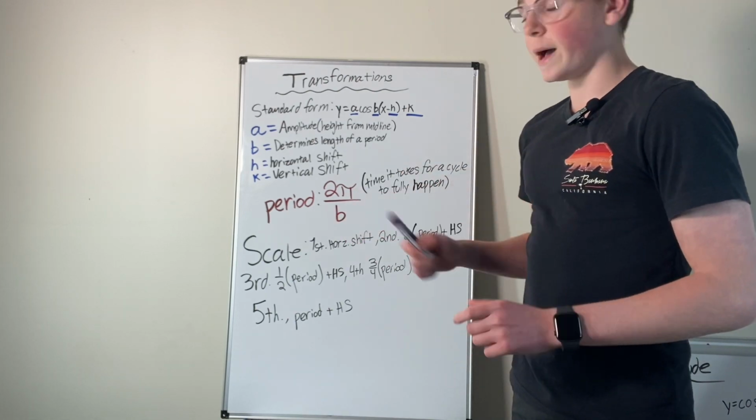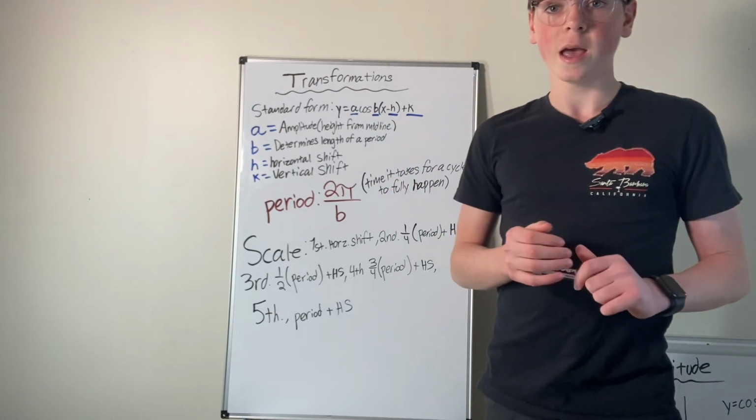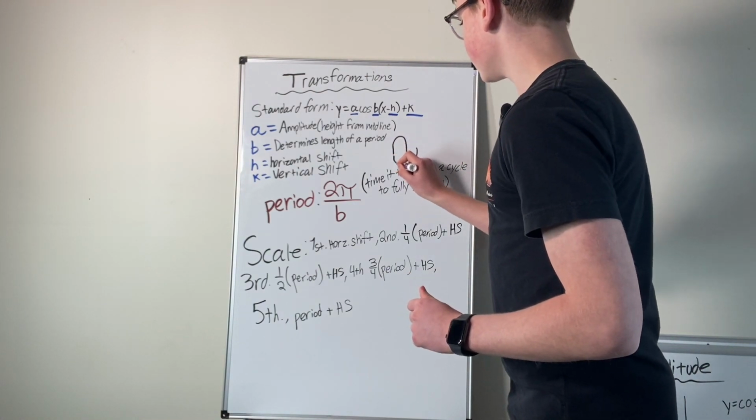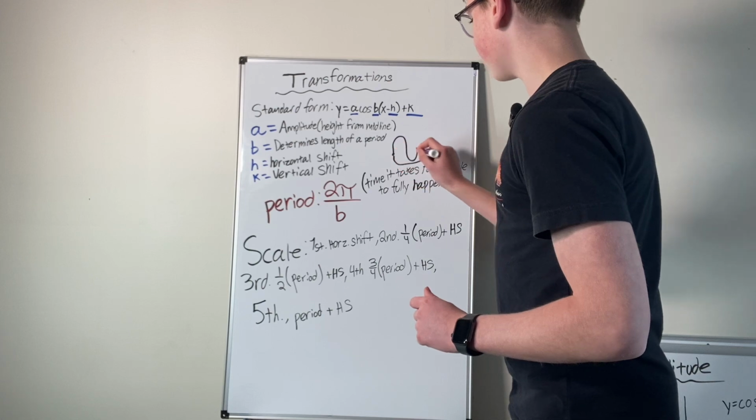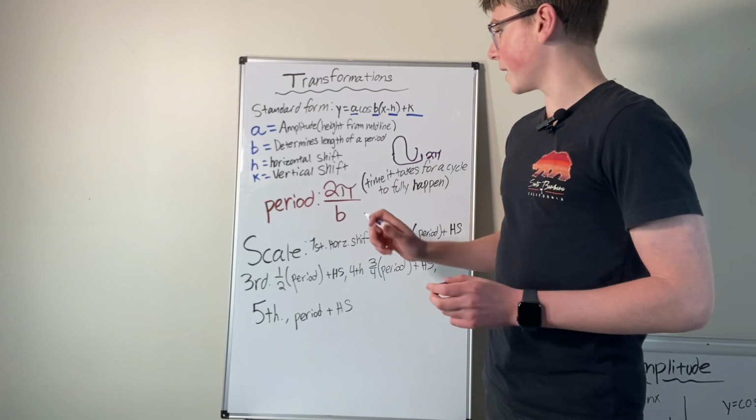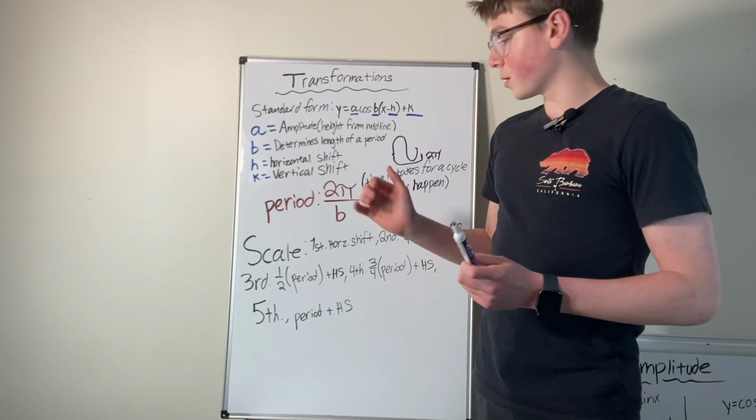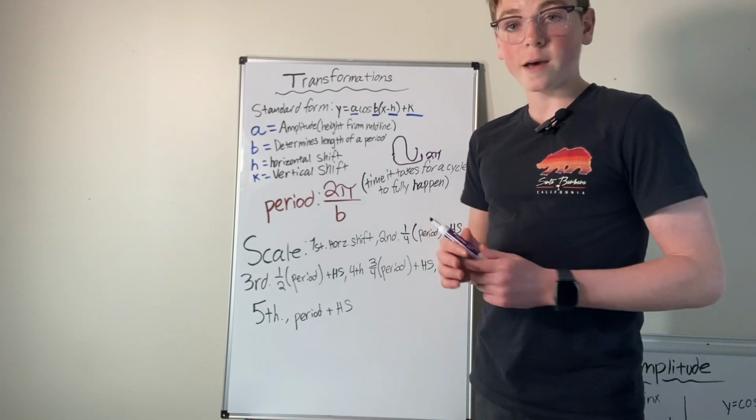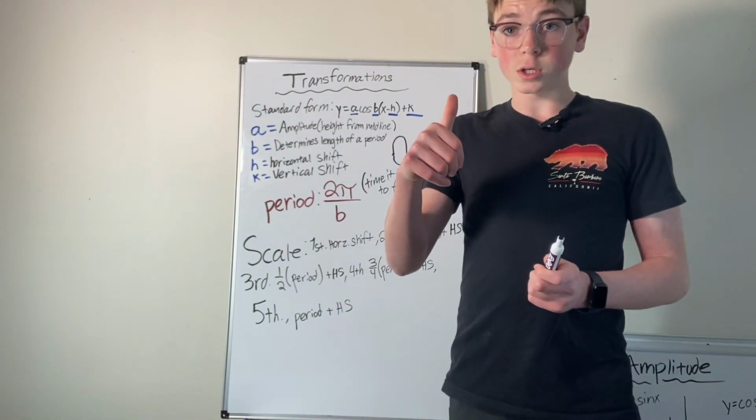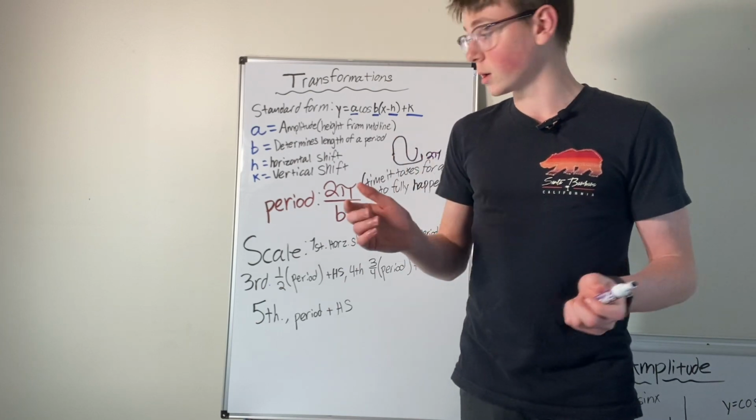A period is 2 pi over b, so a period is the time it takes for a cycle to fully happen. So in sine, it is one of these. So this whole thing from start point to end point is 2 pi. So our period is 2 pi divided by b. So if our b is 2, then it's 2 pi divided by 2, and our period would be pi. If it's 1/2, it would be 2 pi divided by 1/2, which is 4 pi. So as b gets larger, our period gets smaller, and as b gets smaller, our period gets larger.